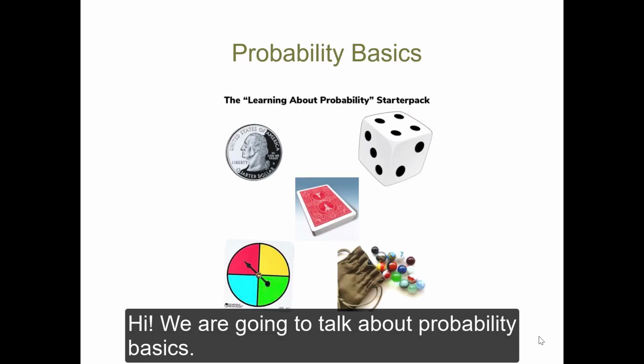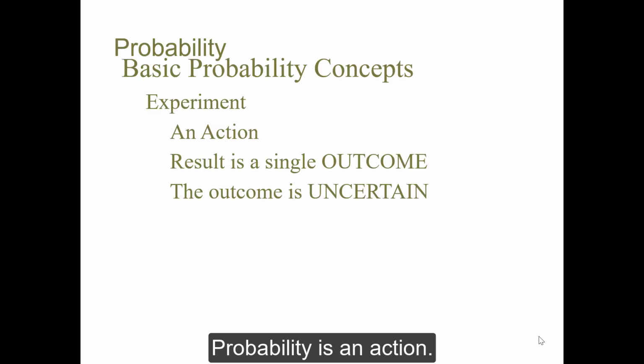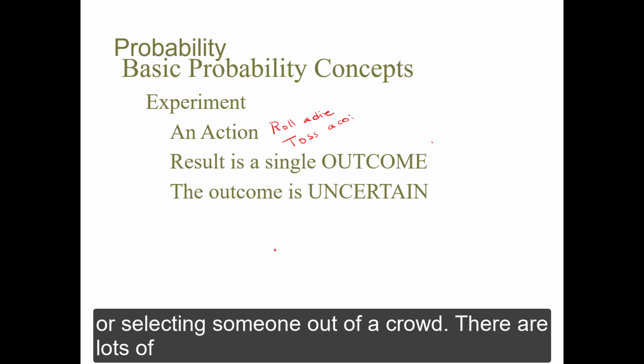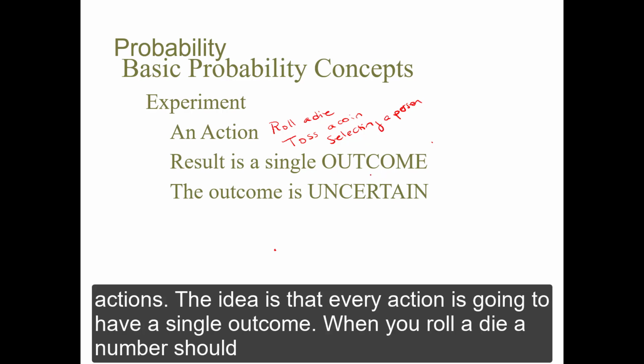Hey guys, we're going to just talk about some probability basics, right? So basically, what is this? Probability is an action, right? It's rolling a die, or it could be tossing a coin, or selecting someone out of a crowd. There's lots of actions, but the idea is that every action is going to have a single outcome.